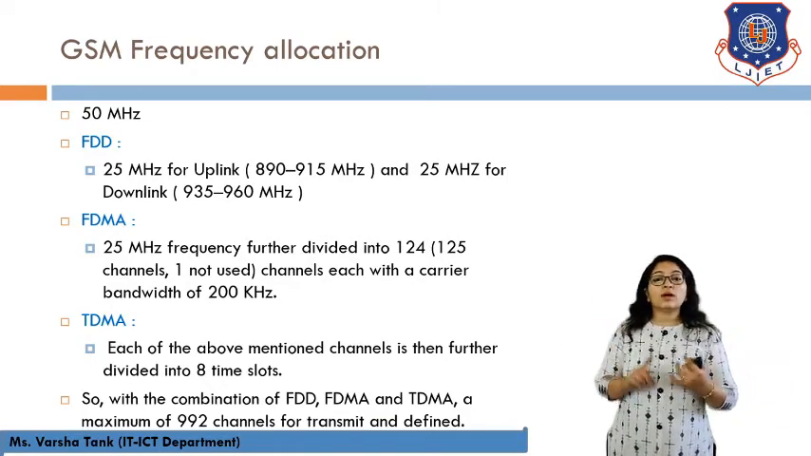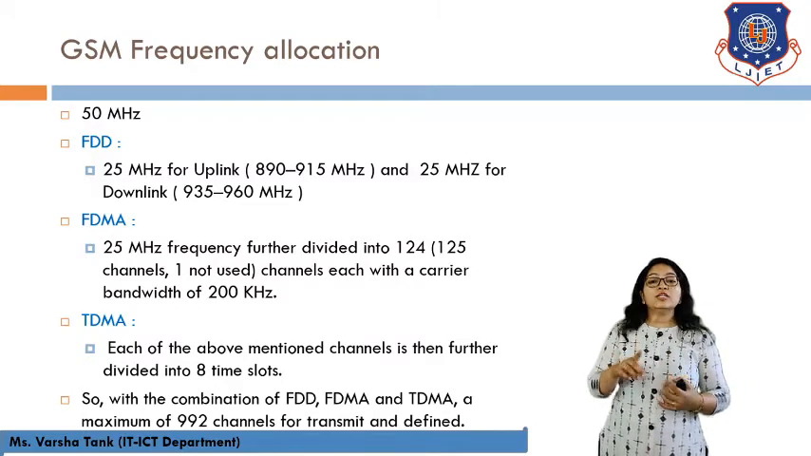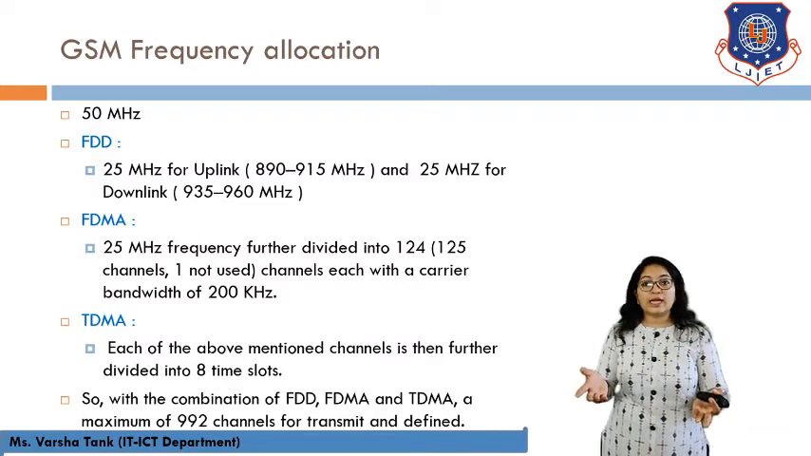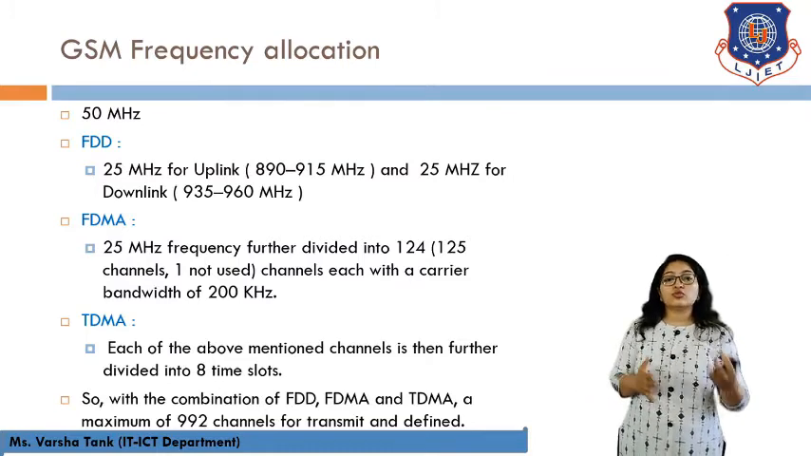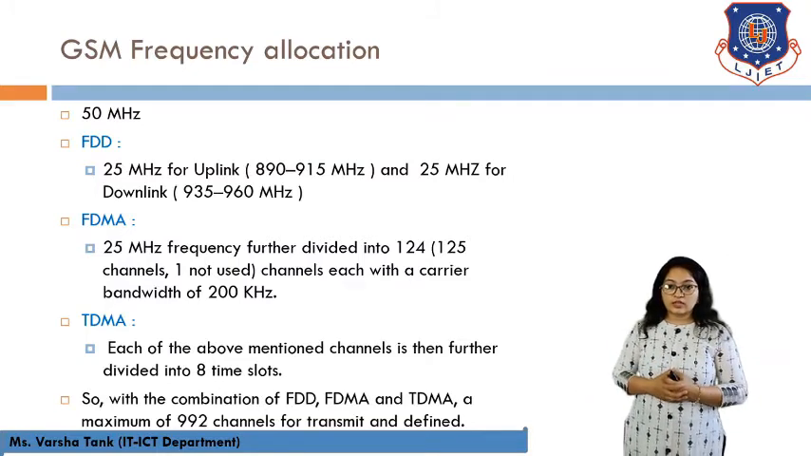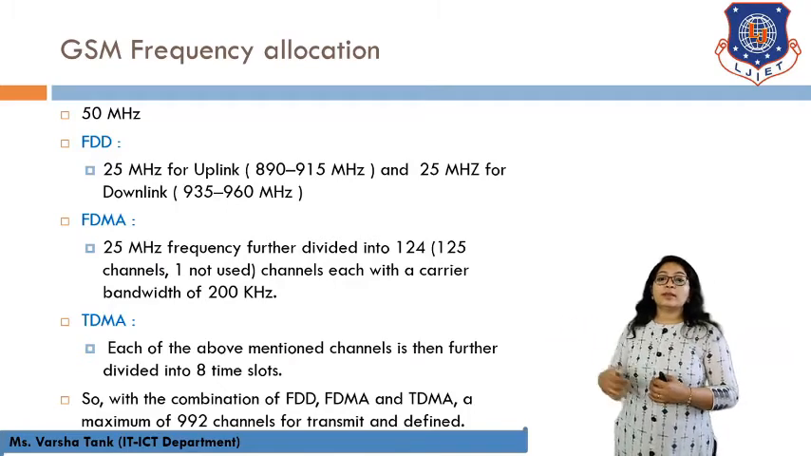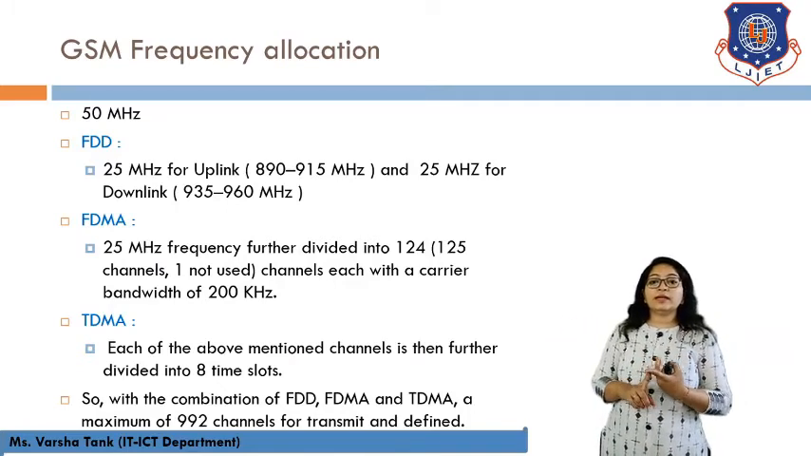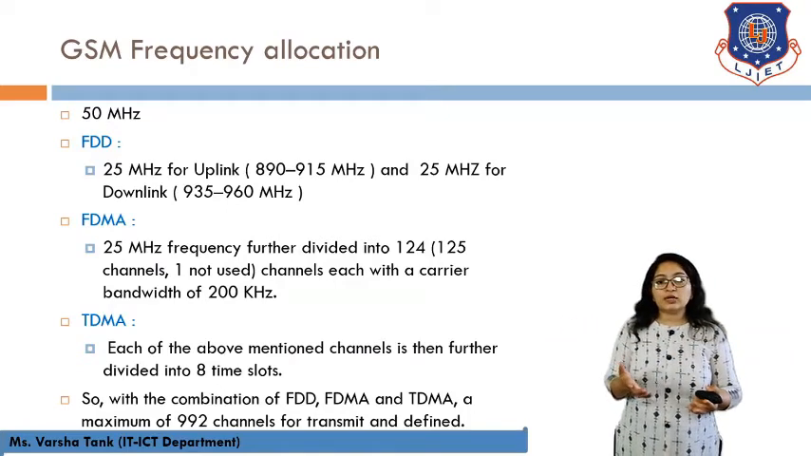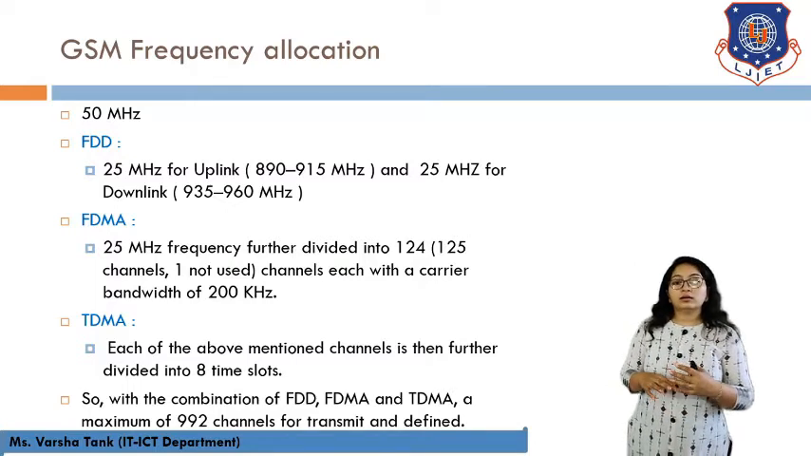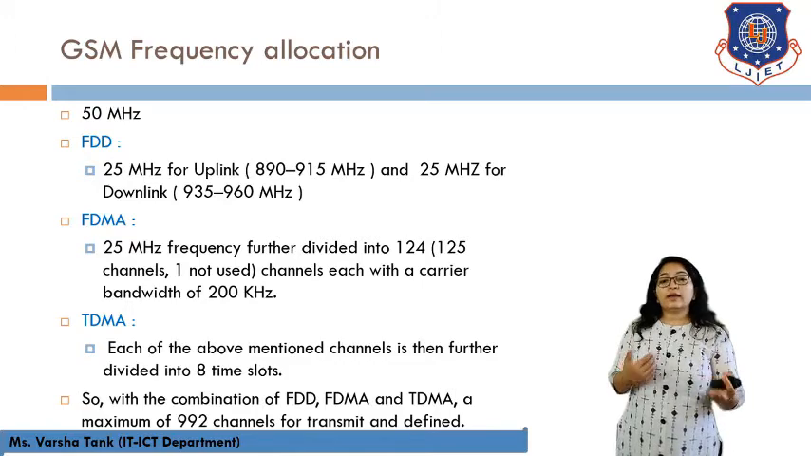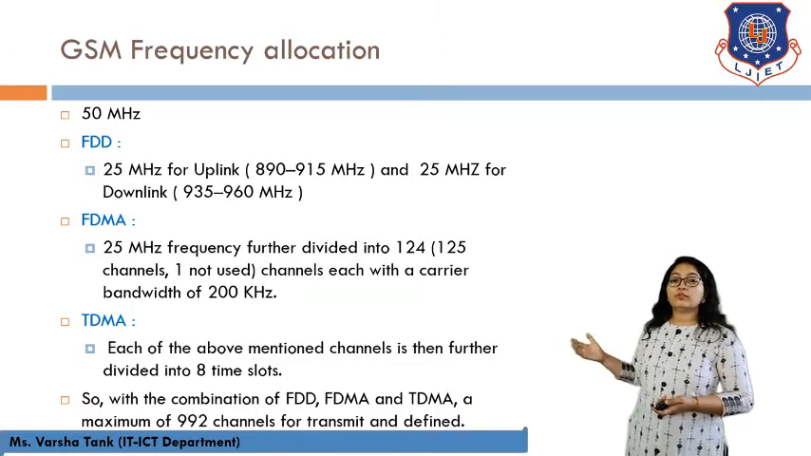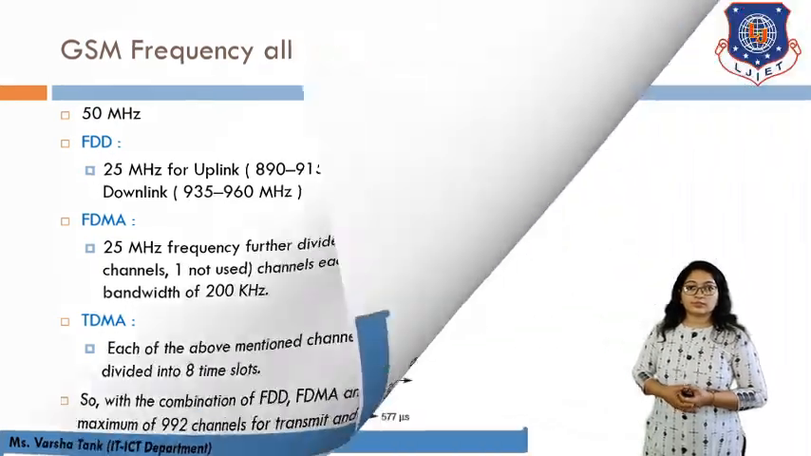So a total of 124 channels are there. One channel is divided into 8 time slots. Okay, so again 8 other channels are there. So you have 124 into 8 channels. Okay, so with the combination of FDD, FDMA and TDMA, a maximum of 992 channels for transmitting and receiving purposes. So you have a maximum of 992 channels.